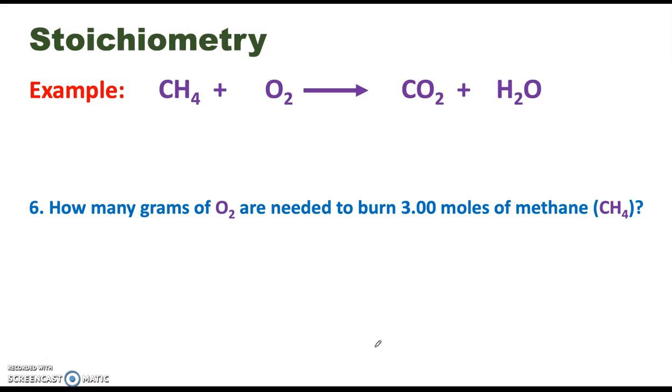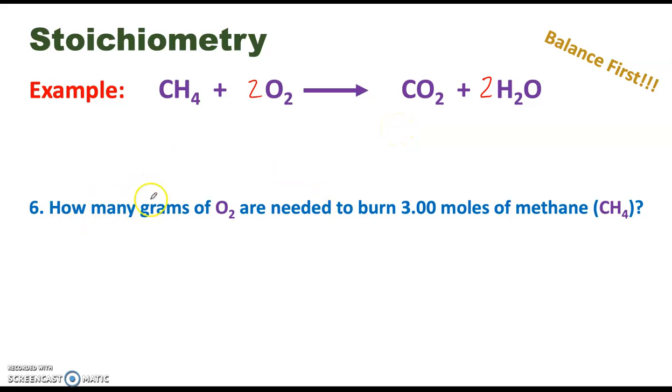So how many grams of O2 are needed to burn 3 moles of methane? The first thing we've got to do is balance the equation, as always. To balance this, I need to double this, because I've got 4 on the other side. 2 times 1 is 2, plus 2 is 4, so I need to double this. So we've got a 1 to 2 to 1 to 2 mole ratio here.